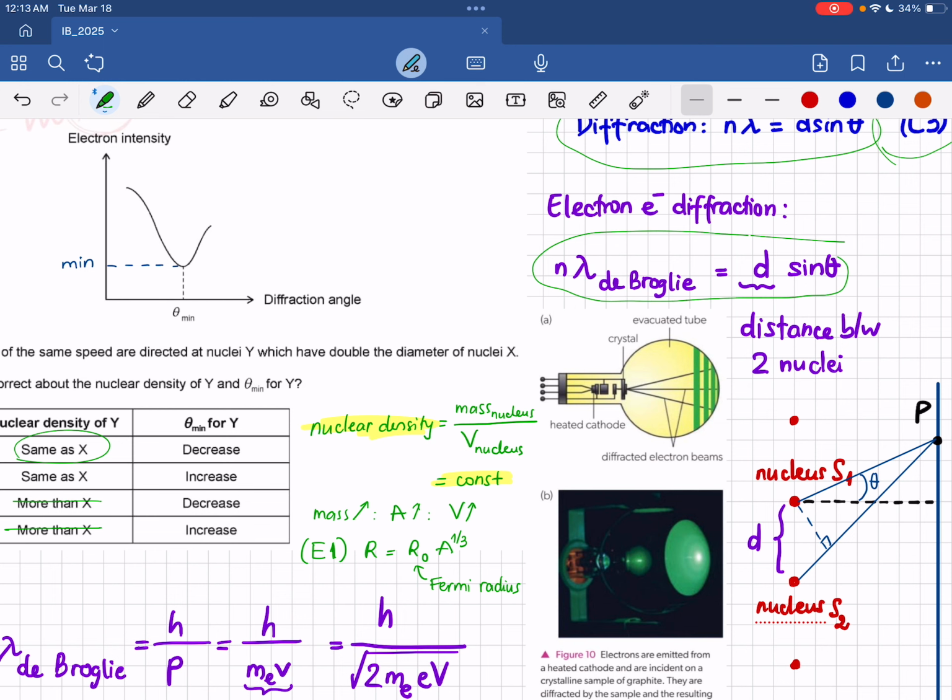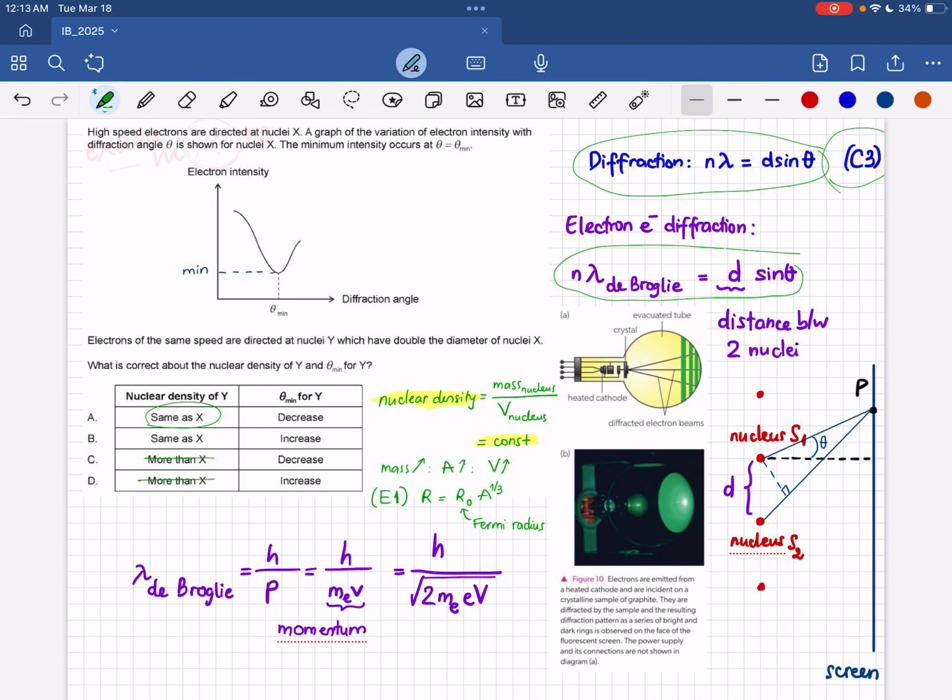It's just that now, the wavelength lambda for electrons should follow the de Broglie wavelength, which is defined by the Planck constant divided by the momentum. Momentum equals the mass of the electron times the speed. And in this case, they say that the speed at which electrons are directed at nuclei X and Y is the same. Same speed, so it means the same lambda. And if it's the same lambda, then the left side of the equation is equal, right?